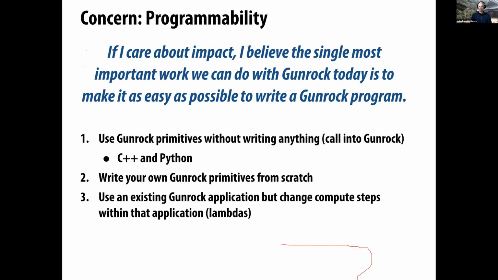But the one in the middle was kind of the interesting one, which is I want to take an existing application and it's going to have all these interesting compute steps in it. And I'm going to want to just change some of those compute steps. It doesn't take a lot of ninja status to do that. It's like, well, I'm going to change this ranking. And we want to make it easy for people to do that as well. We see that as a really viable way of using Gunrock that we expect will be more popular in the future.